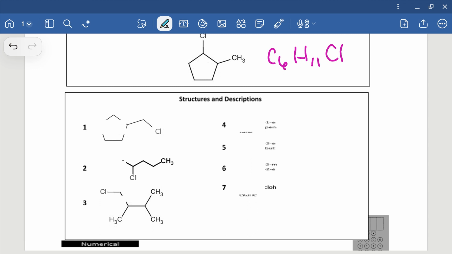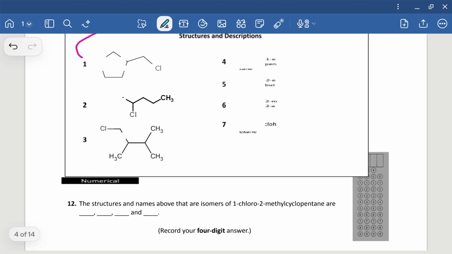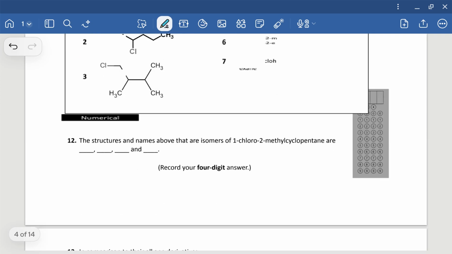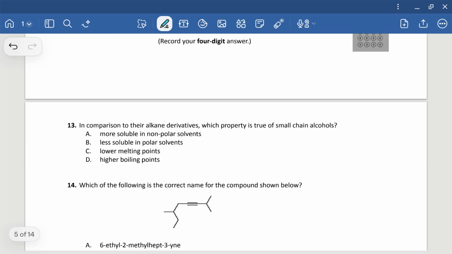So we would have gone through here and seen which ones actually line up to this, but I don't think there's a point in showing it since we can't see all the structures. So let's just keep going here.